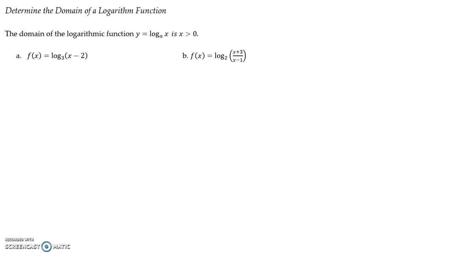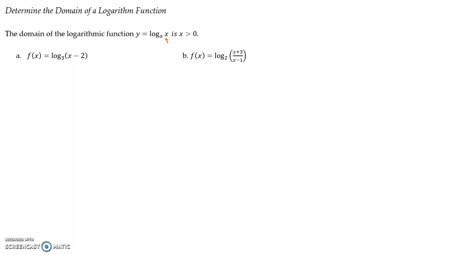Let's go ahead and take a look at finding the domain of a log function. Keep in mind when we're working with these log functions, our argument, which is where this x is located, that slot always has to be something that is greater than 0. So let's go ahead and take a look at part A.